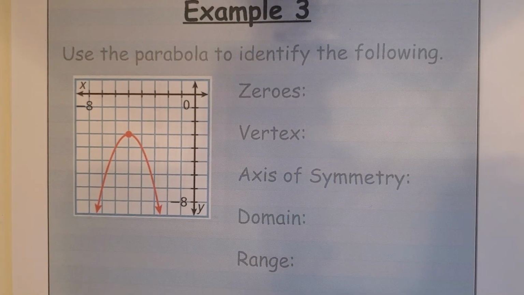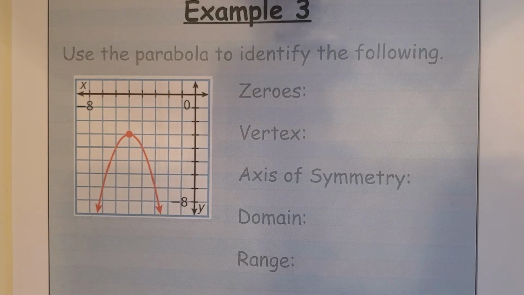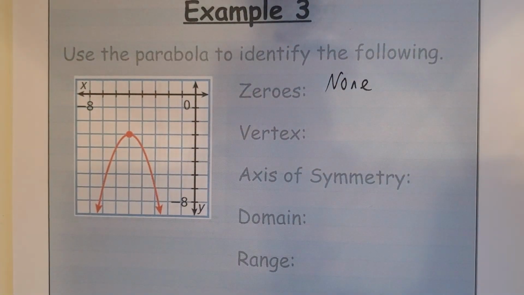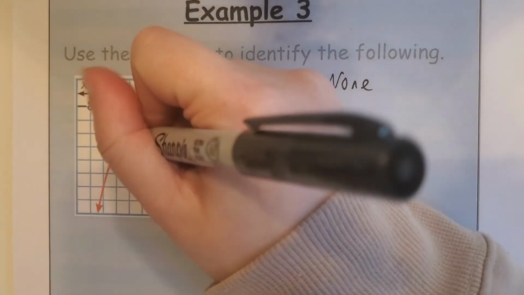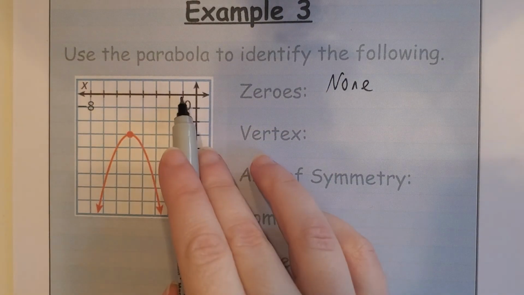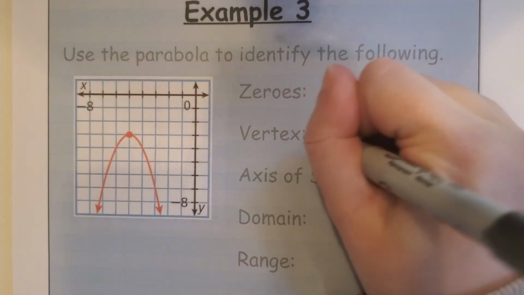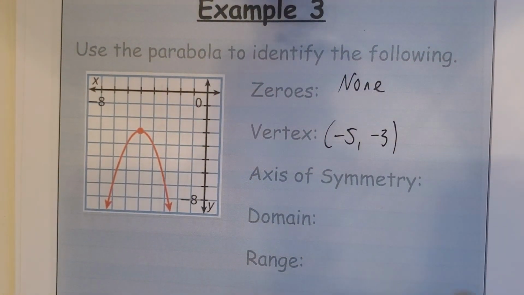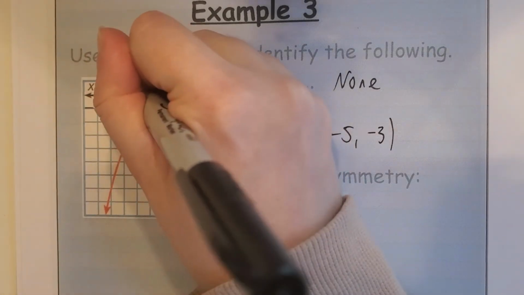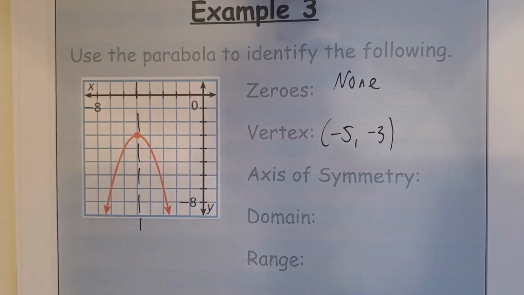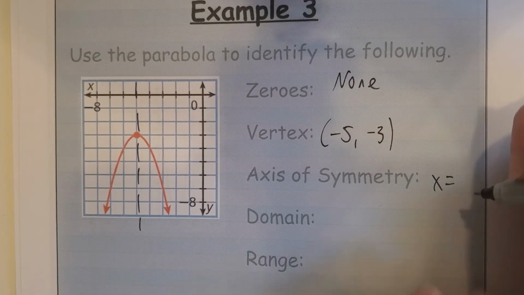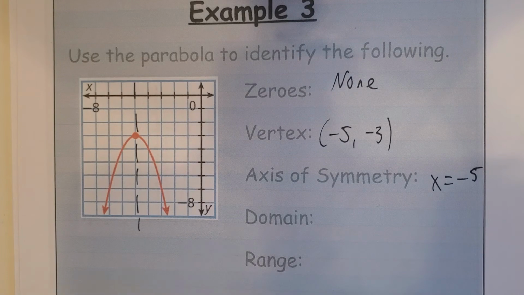Zeros. Where does our red parabola cross the x-axis? It doesn't. So there are no zeros. Vertex, the highest or the lowest point, is right here in red. So 1, 2, 3, 4, -5, 1, 2, -3. Axis of symmetry is this vertical line that passes through the vertex. It's a vertical line, so it's going to be x equals whatever the x value of your vertex is. So it's -5.